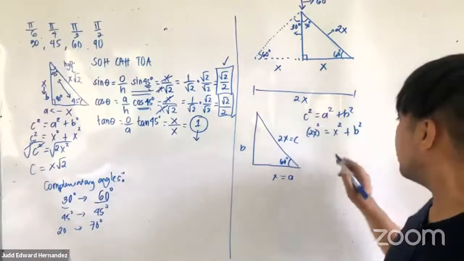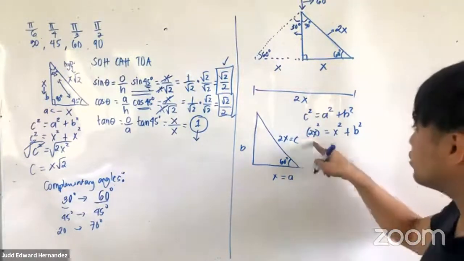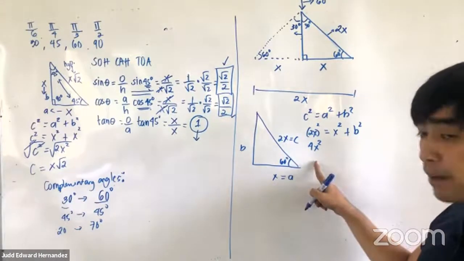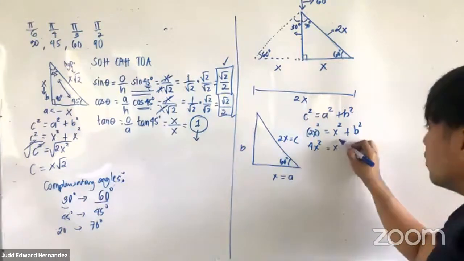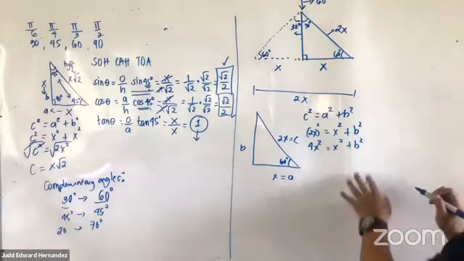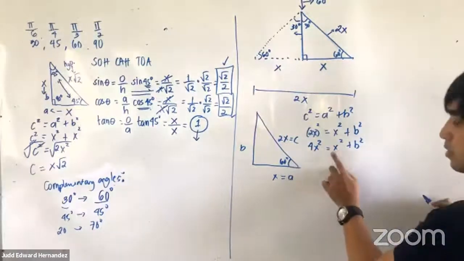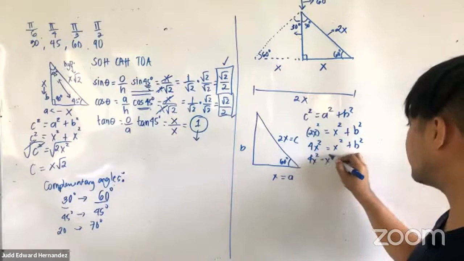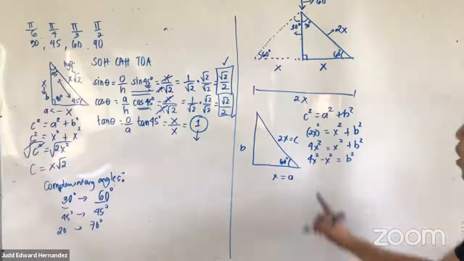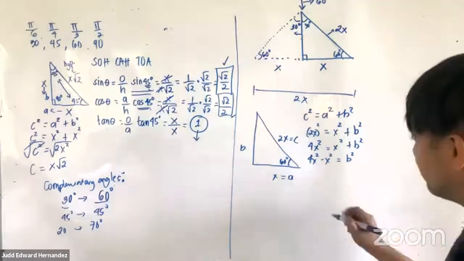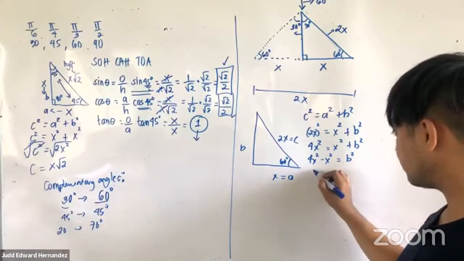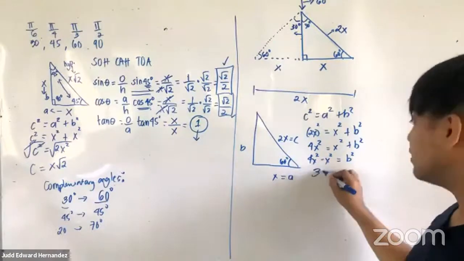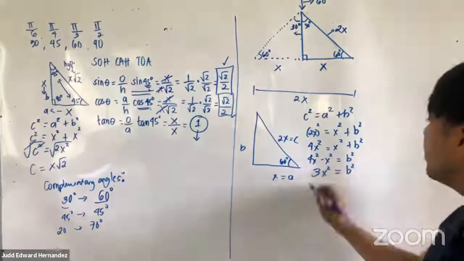Yes. Let's now try to simplify. What is 2x squared? That becomes 4x squared. Tama po ba? Is now equal to x squared plus b squared. Okay? Lipat natin. Sa left side, transfer to left side x squared. And that becomes 4x squared minus x squared is equal to b squared. What is 4x squared minus x squared? That is 3x squared is now equal to b squared.